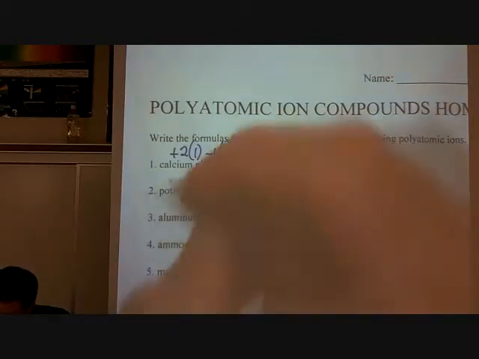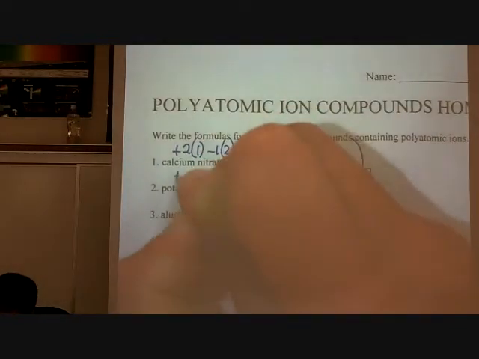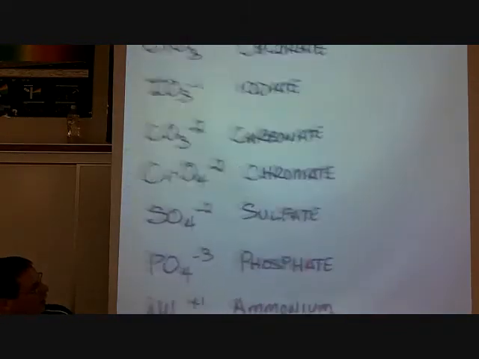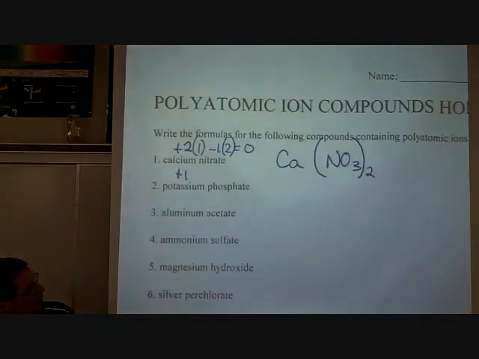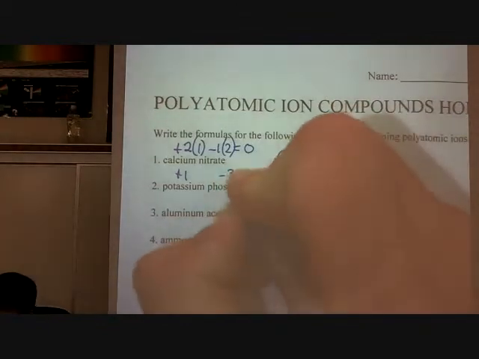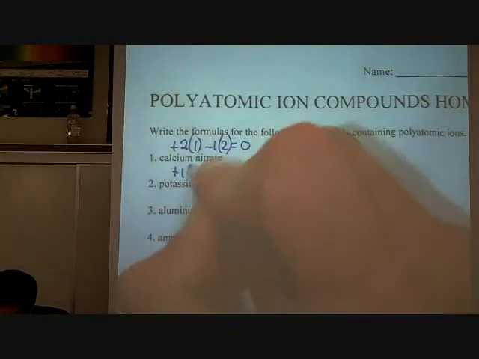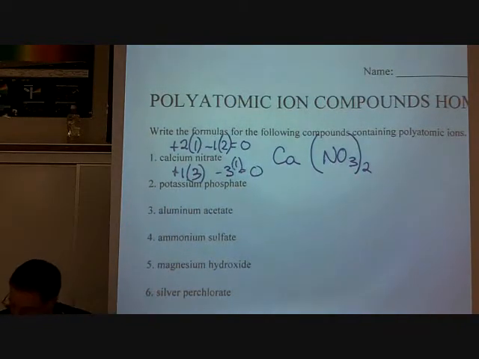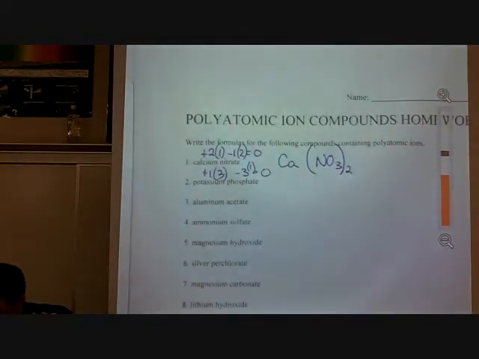Potassium phosphate. Looking at your periodic table, potassium is in group 1A, so it has a +1 charge, so write the charge above it. And then phosphate is a polyatomic. Phosphate has a -3 charge, so we're going to write -3 on there, and we want that all to equal 0. What that means is I'm going to need 3 potassiums and 1 phosphate. Make sure your algebraic sum equals 0 there.